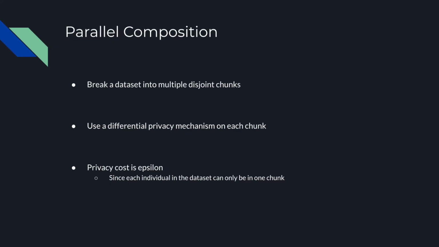The reason I could use parallel composition is because parallel composition states that you can break a dataset into multiple disjoint chunks and use a differential privacy mechanism on each chunk. But since an individual can be in no more than one chunk, a differential privacy mechanism can only be used on an individual one time. This leads to a privacy cost of epsilon.